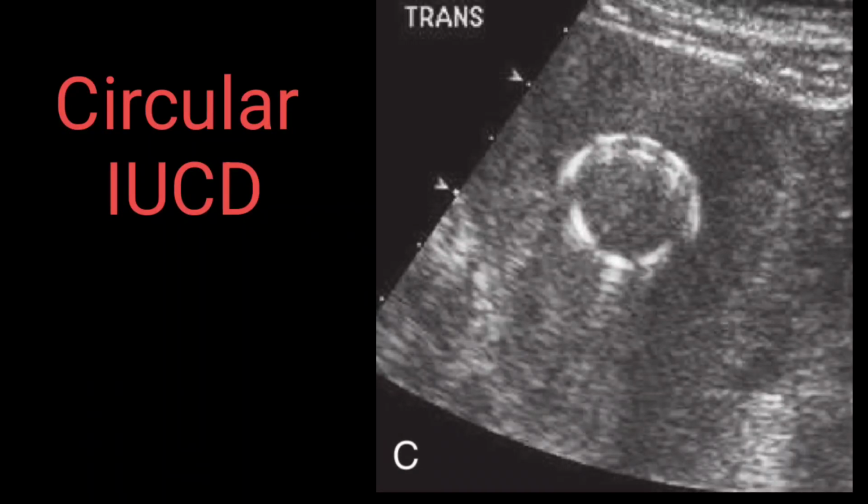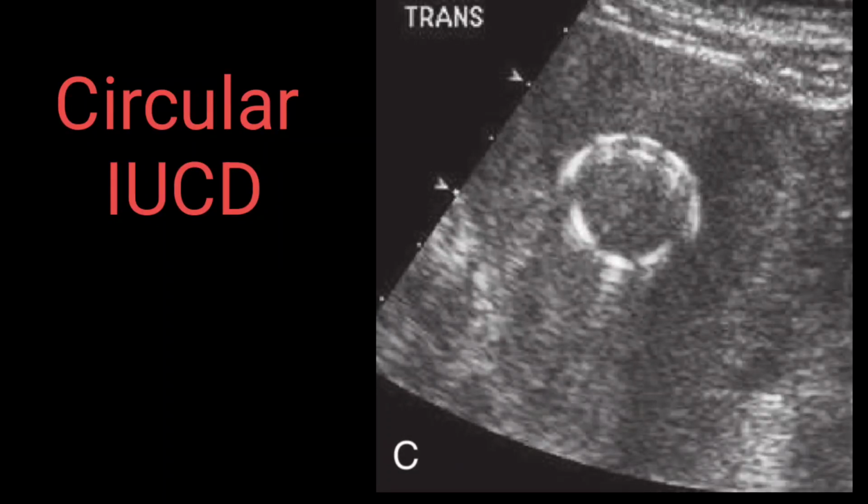Be careful whenever you bump into a circular IUCD. Always look for these two points as well. Do not confuse it with either the fetal head or a calcified wall fibroid. Always ask for relevant history while you are scanning. It is always recommended to do both transabdominal and transvaginal scans.